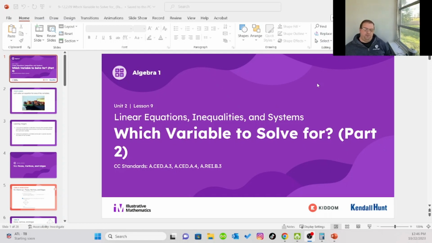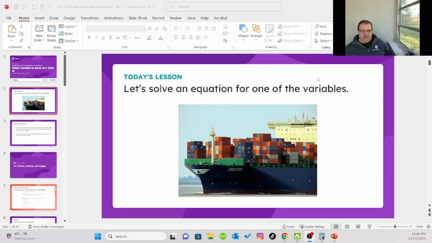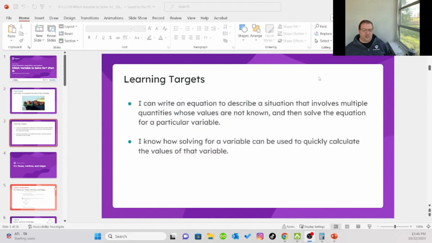Welcome to Lesson 9, titled Which Variable to Solve For, Part 2. In today's lesson, we're going to solve an equation for one of the variables. Our learning targets today: number 1, I can write an equation to describe a situation that involves multiple quantities whose values are not known, and then solve the equation for a particular variable. And learning target number 2, I know how solving for a variable can be used to quickly calculate the values of that variable.